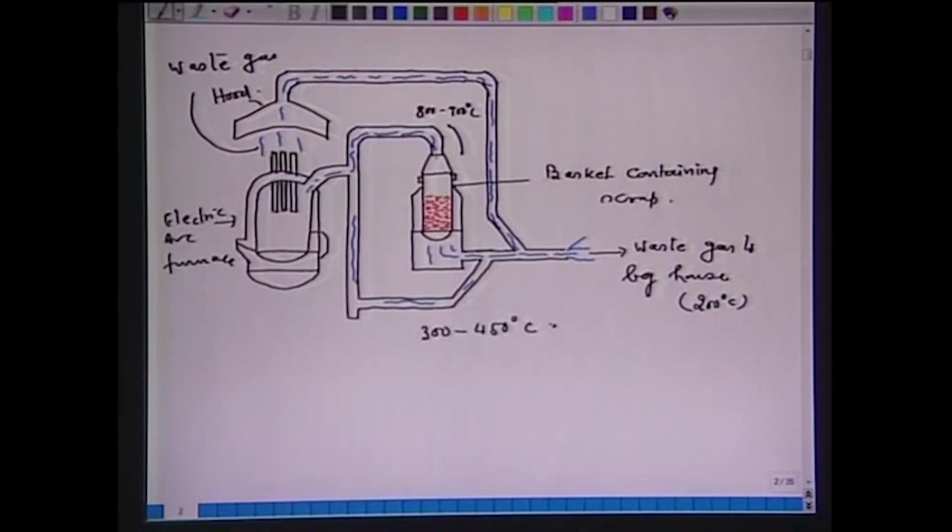Now, remember this method is a sort of discontinuous one. That means every time you have to stop the process, take the bucket out, take it to the electric arc furnace and charge the preheated scrap into the furnace, again bring the bucket, and repeat that process. So, this is a discontinuous type of scrap preheating arrangement, but even then this has worked and is working in some industries.